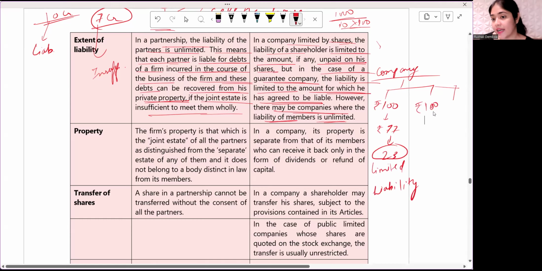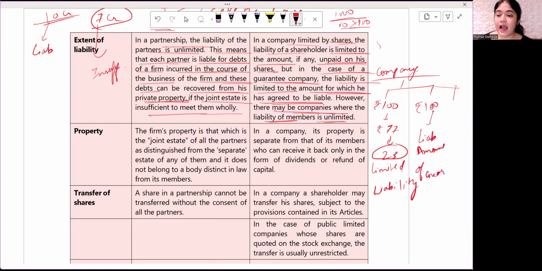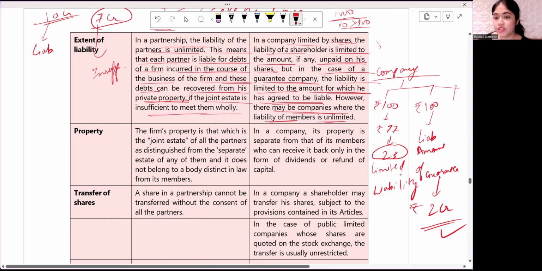Now, if a company has given a guarantee of the other company or the business of the company, then the liability will be the amount of guarantee. If I am giving a guarantee of a business of a company who is earning 10 CR and I give a guarantee of 2 CR, my liability will be the amount of guarantee I have given, rupees 2 CR. Because I said if the company does not pay, I will pay 2 CR. So that is where the guarantee companies work. Liability is limited to the amount agreed to be liable. I have agreed I'll be liable for 2 CR, then I am going to pay only 2 CR.